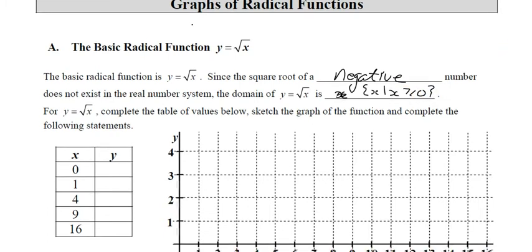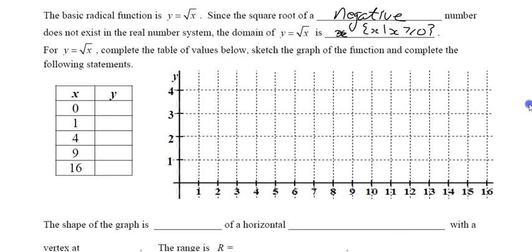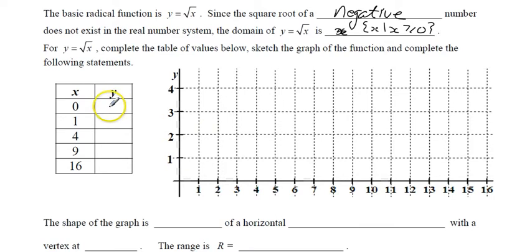For y equals root x, complete the table of values below, sketch the graph, and complete the following statements. The square root of 0 is 0, the square root of 1 is 1, the square root of 4 is 2, the square root of 9 is 3, the square root of 16 is 4. Let's graph that: (0, 0), (1, 1), (4, 2), (9, 3), (16, 4). This graph is continuous because we can work out the square root of 11 or 12.